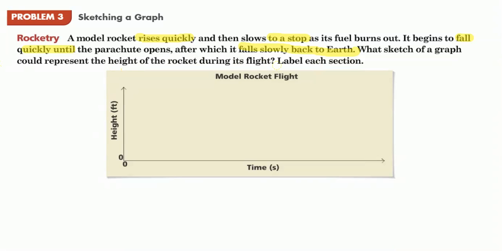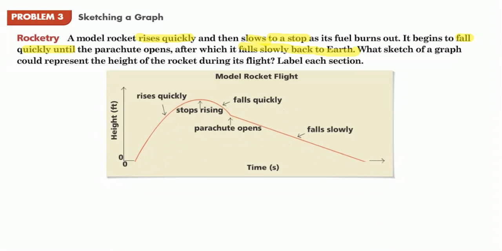Label each section. Here I highlighted the important things. The rocket rises quickly, then it slows to a stop, and then it begins to fall quickly. Once its parachute opens, it will slowly fall back to Earth. So this is what you will likely see in the description of what we're looking at.